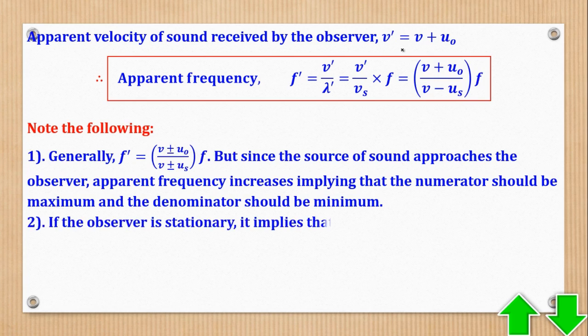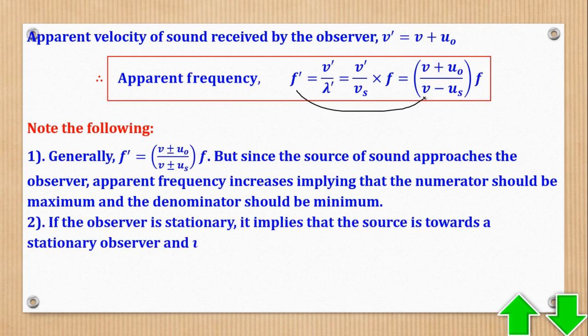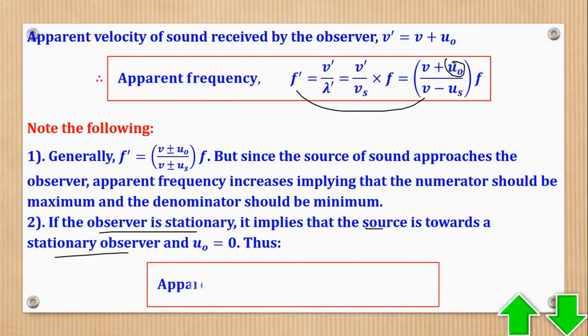Okay, so this is the expression of f prime. So you ask, what if the observer was stationary? It means that it is the source moving towards a stationary observer. That means that where there is u0, we shall put 0, and we shall remain with v over v minus us, everything multiplied by f. That is if the observer is stationary.